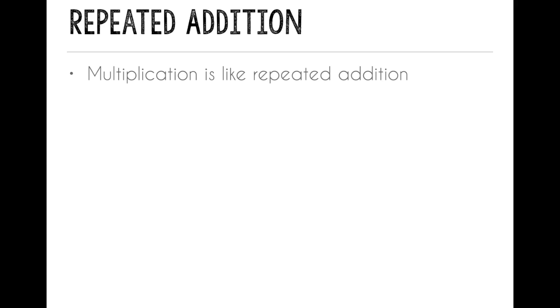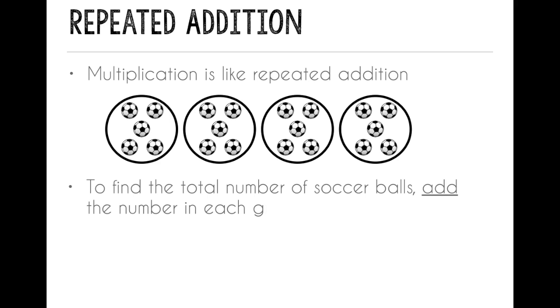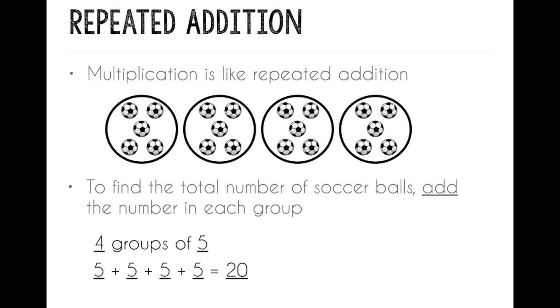Multiplication is like using repeated addition, where you add the same number over and over. If we have groups of soccer balls, I could use addition to find the total. I would add the number of soccer balls in each group. I have 4 groups of 5, so I would add 5 plus 5 plus 5 plus 5, and I would get a sum of 20. So there are 20 soccer balls. Instead of using repeated addition, you can also use multiplication to solve a problem like this. Let's look at another example.